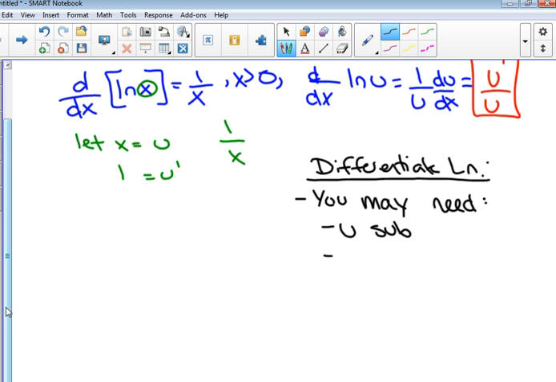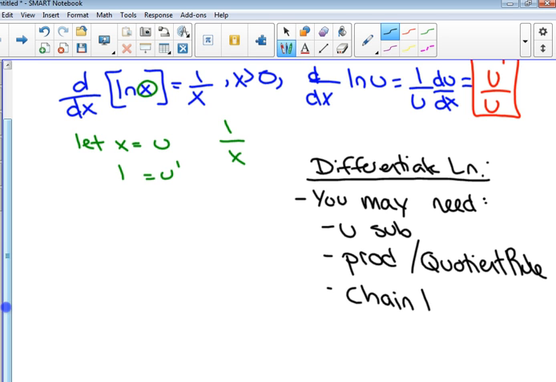We also are going to see other things come up like your product rule and your quotient rule, I know, from way back. We are going to see maybe chain rule. And rewriting using ln properties.